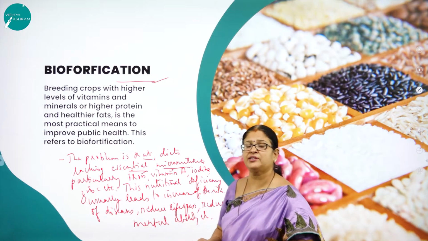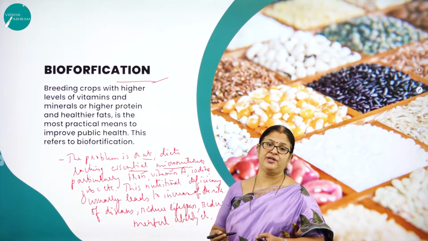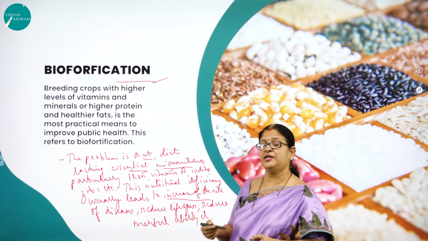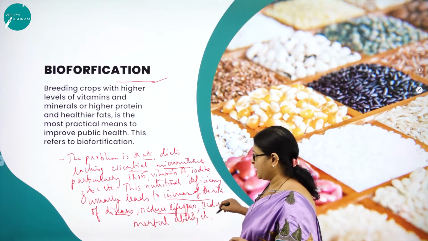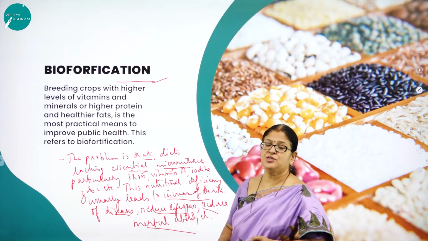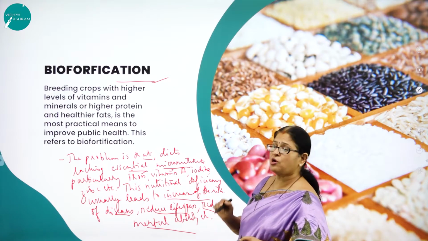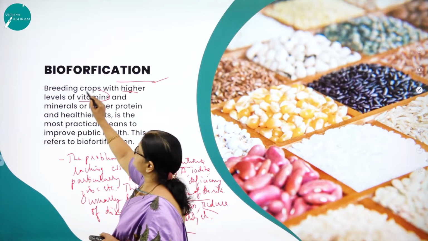So what will this deficiency of these micronutrients lead to? Definitely it is going to lead to the occurrence of many diseases. Particularly, as I said, it will increase the risk of diseases, reduce lifespan and reduce mental ability. So the only answer for this is what? Biofortification. So what is biofortification? Breeding crops with higher levels of vitamins.